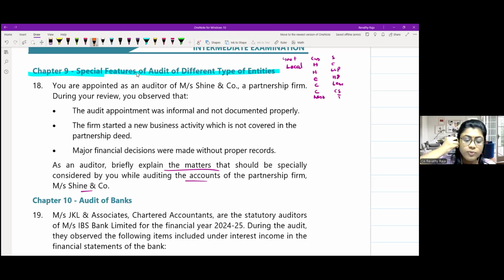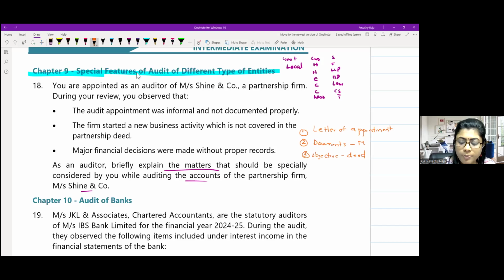First you have to verify the letter of appointment. The appointment letter should be signed by all the partners. Correct? Next one. Read the partnership documents like the minutes book, etc. Then you will see the objects of the partnership. Objects means you will see the deed.